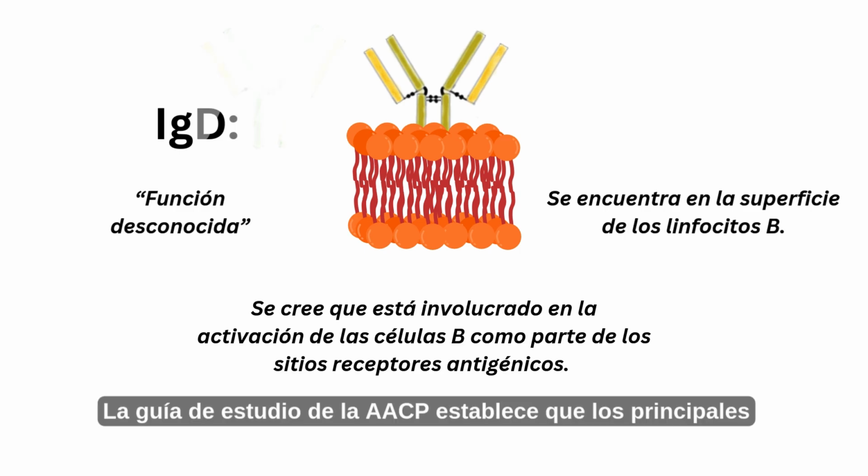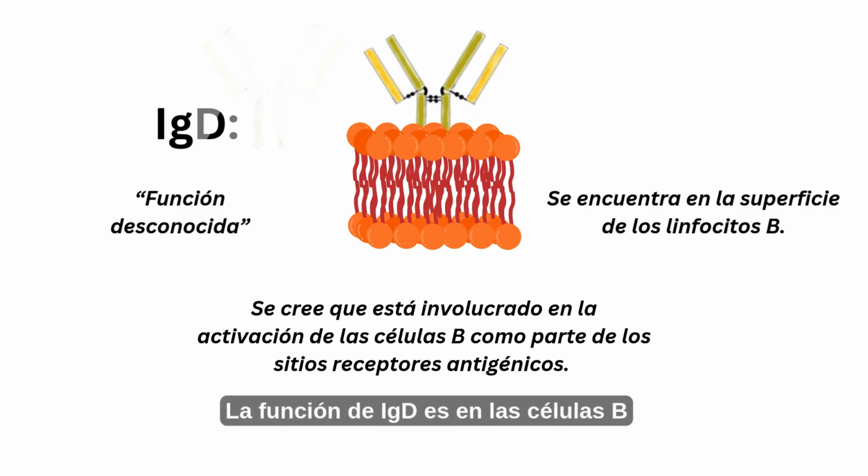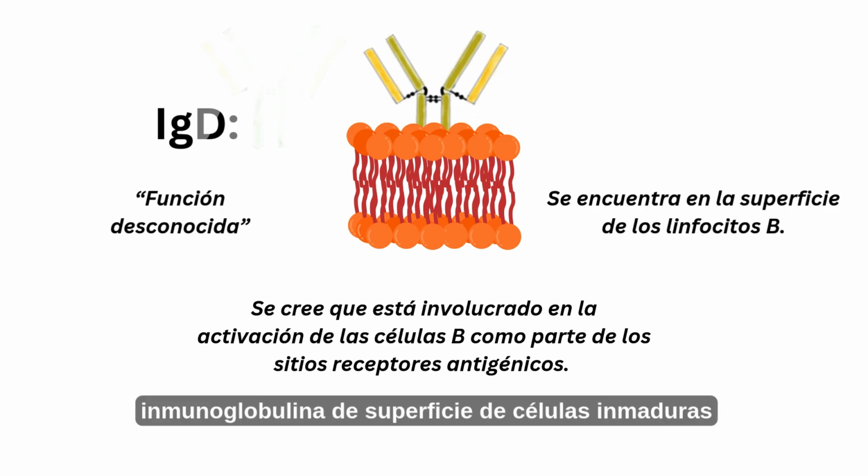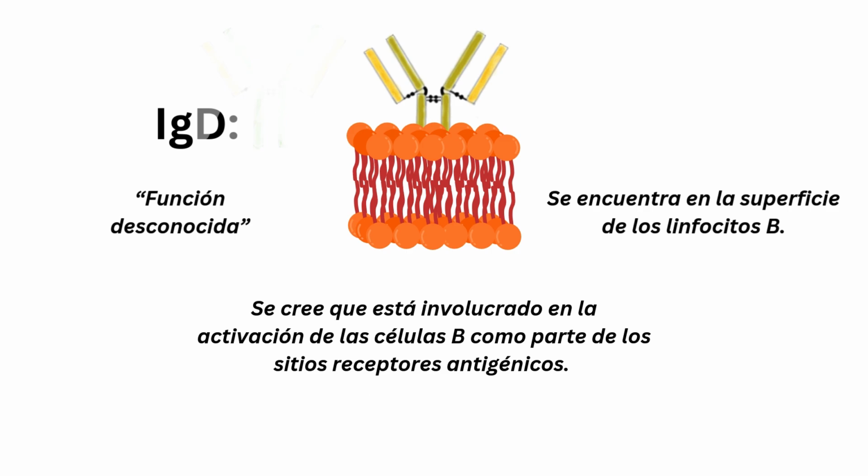The ACP study guide states that the main function of IgD is in B cell development because it is the isotype of surface immunoglobulin of immature B cells.